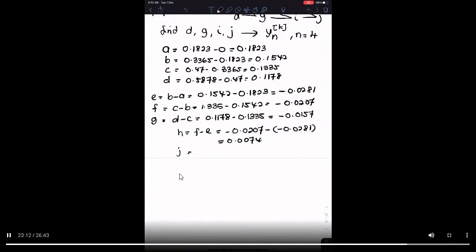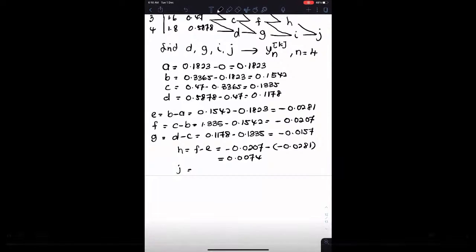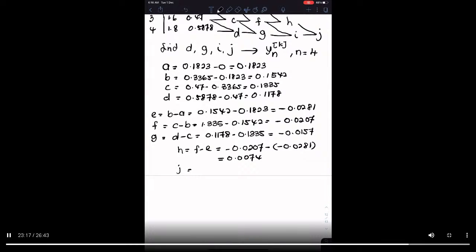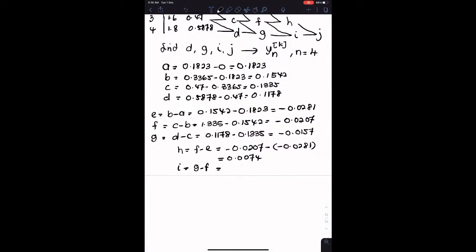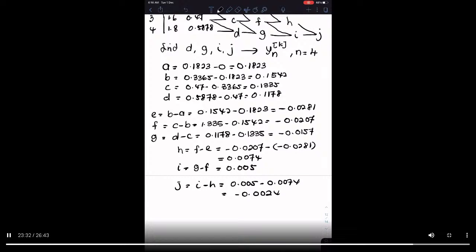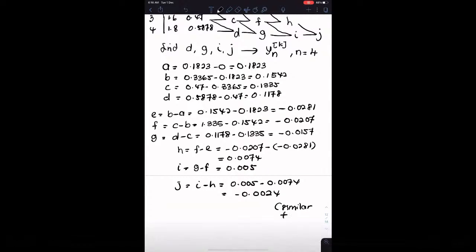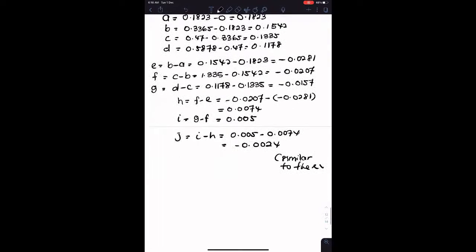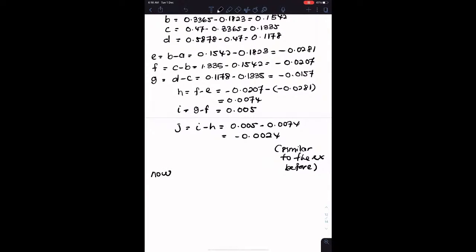And then now is J. J is I minus H. I minus H, not H minus I. Always the below minus the upper. I is G minus F, and J is I minus H, which is negative 0.0024. So you can see the way it is similar to the Newton backward. It's similar to the example of the Newton forward.